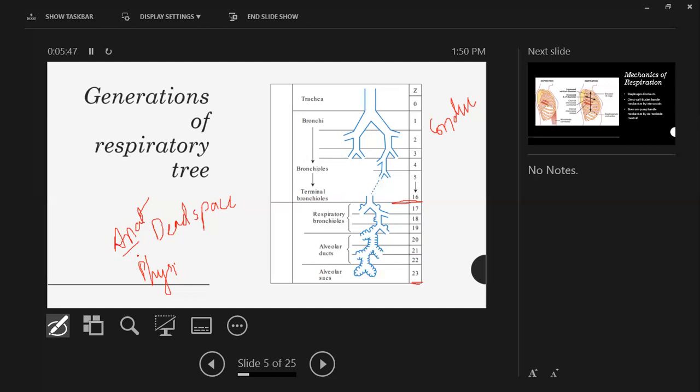Okay. So now that we have covered anatomical and physiological dead space, if there is something physiological, then there should be something pathological. Correct? So what is a pathological dead space? And what is the corollary of it? So let me try to put it with a diagram.